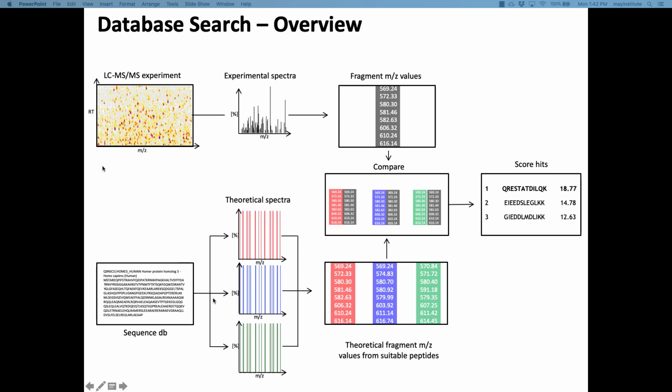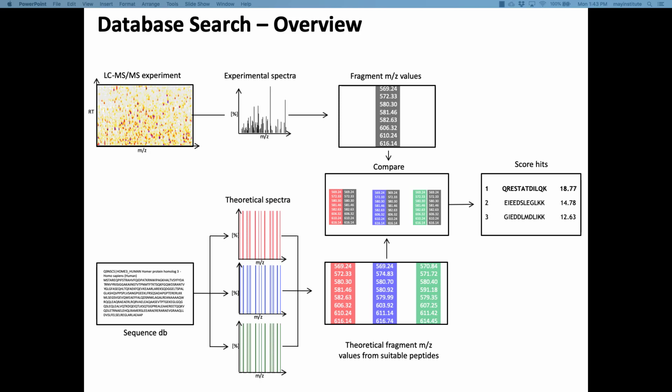Then you predict these theoretical spectra, and again, you turn them into lists of masses. And then all we do is we compare all these theoretical spectra to the one experimental spectrum that we see, score them, and hopefully the theoretical spectrum with the highest score is the one closest to the experimental spectrum, and thus we would assign the sequence to this particular spectrum.